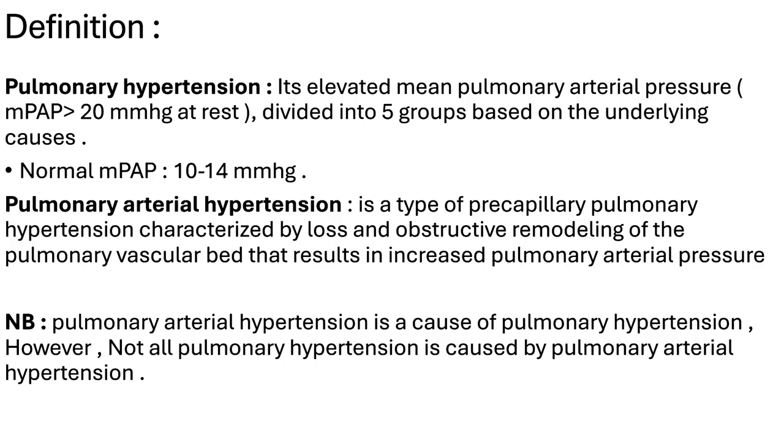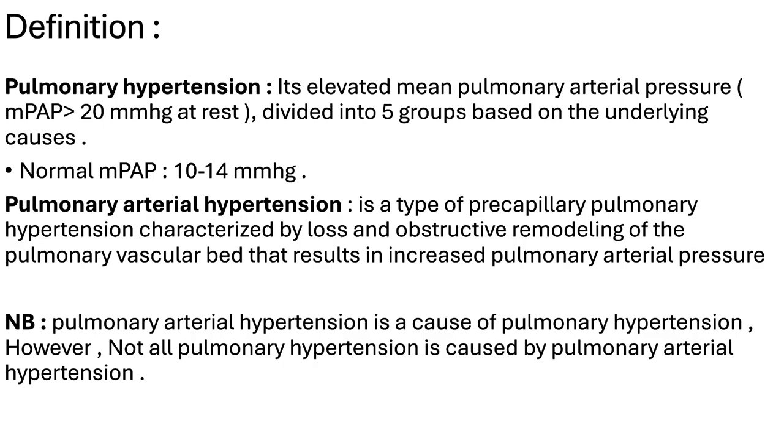It's elevated mean pulmonary arterial pressure, more than 20 millimeters of mercury at rest, while taking into account that the normal mean pulmonary arterial pressure is ranging between 10 and 40 millimeters of mercury. It can be divided into five groups based on the underlying causes.